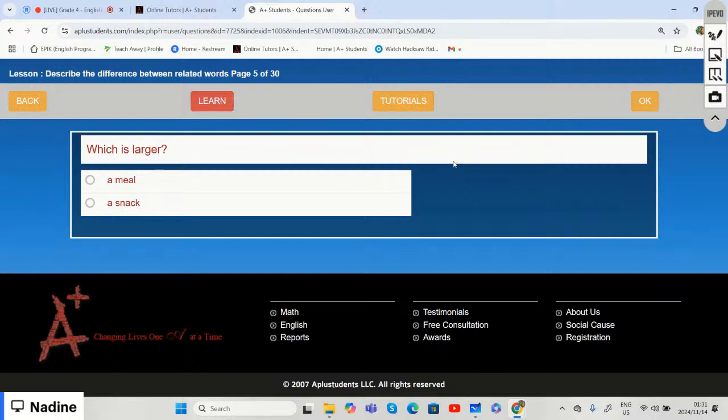All right. So now we need to say which one is larger. Which one is larger? It is bigger. It is larger.